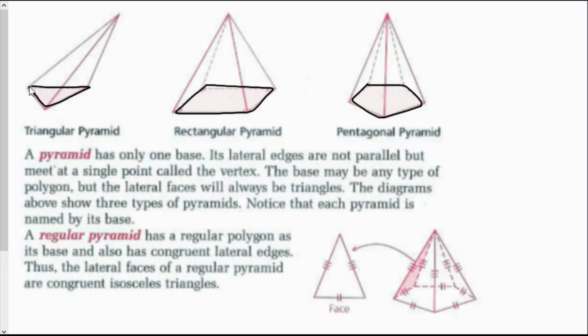So a regular pyramid has a regular polygon as its base. Remember, a regular polygon is a polygon with congruent sides and congruent angles, and also has congruent lateral edges. Thus, the lateral faces of a regular pyramid are congruent isosceles triangles.